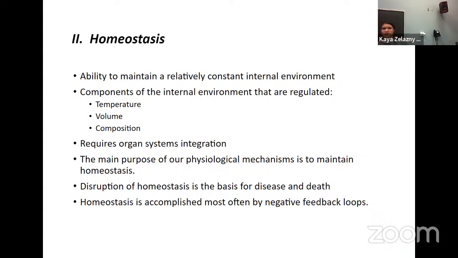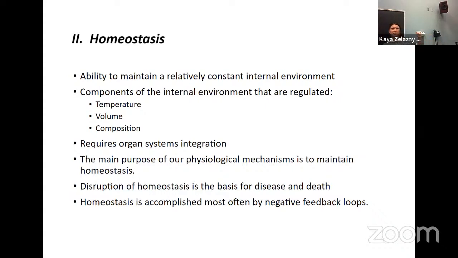So some things that are going to be regulated through homeostatic mechanisms, bless you. Temperature, your body temperature is really important, which you all know, right? If you're feeling sick, get a thermometer, take your temperature, see if you have a fever. It's part of how you tell, is there a problem, right? So on a normal day, your temperature should be remaining relatively consistent.